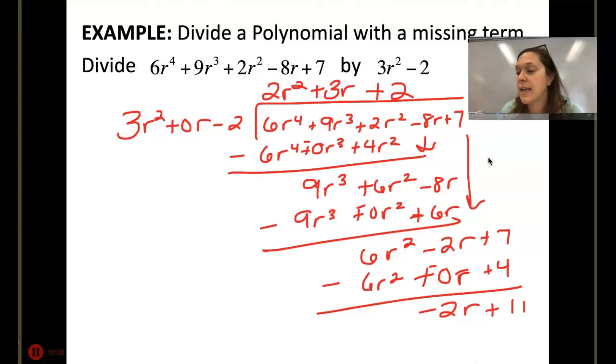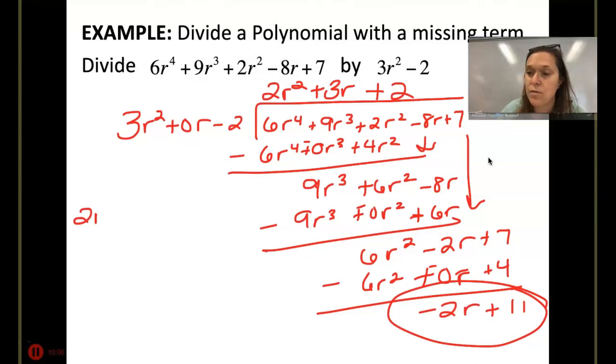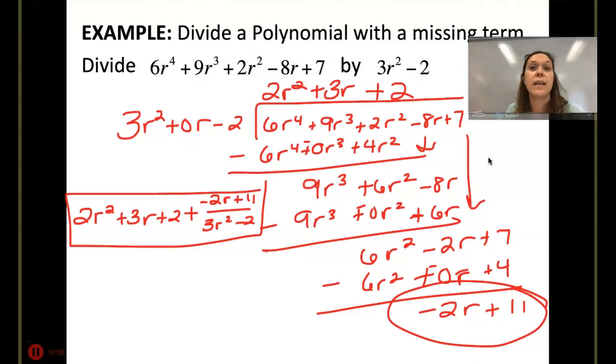Nothing else to bring down. I can't now take my 3r squared and multiply it to get to the negative 2r, right? Because I've gone below the degree of the divisor. So I'm done, and this is your remainder. So if you guys remember, how do we write our remainders? So write the original, so 2r squared plus 3r plus 2 plus, what's my remainder? Negative 2r plus 11 all over the divisor, which was 3r squared minus 2. And just write the original abbreviated version. You don't need to put that 0r in there of your divisor.